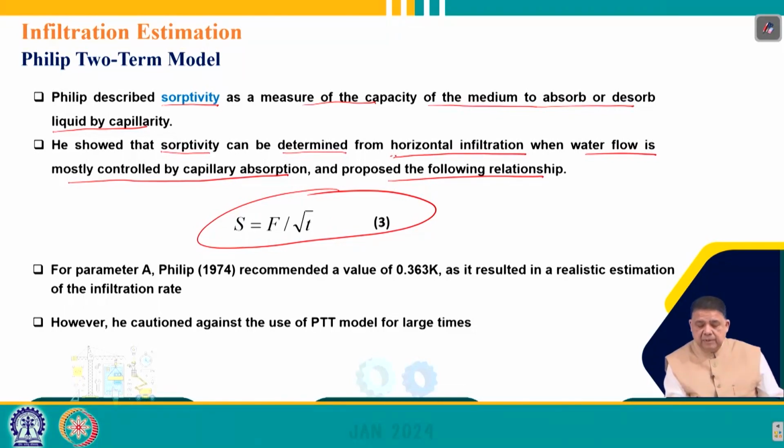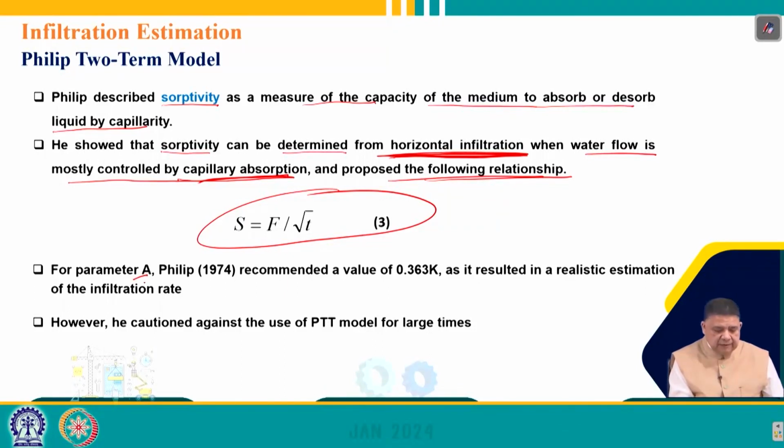Now here remember it is a horizontal infiltration, because in the vertical infiltration case, as we saw while discussing the infiltration process, the gravitational forces act predominantly. In the case of the absorptivity definition, Philip said that it is under capillarity only. So, that is why we have to have horizontal infiltration measurement, and when the flow is controlled by capillary absorption, then this relationship holds good, that is S equal to F by square root of T.